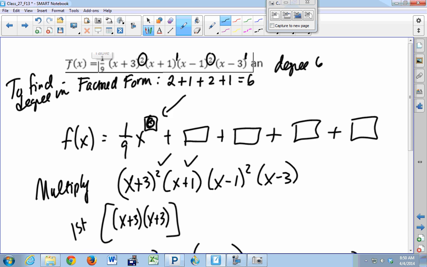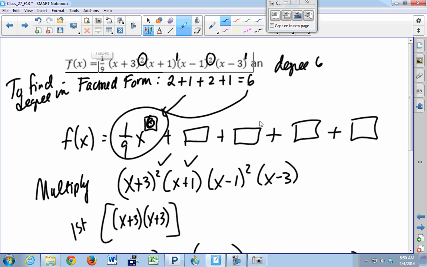So that means if you multiply that monster out, the very first term would be 1/9 x to the 6th. Because that 1/9 is your leading coefficient, that never changes. And to know the power for x, you simply add those exponents.